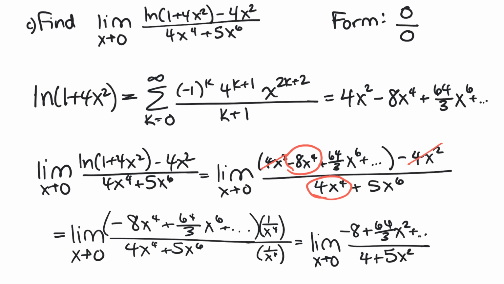And now you can see as x approaches 0 that the x squared terms are going to go to 0, as well as all the terms in the ... which all have x's in them. So we're going to be left with negative 8 over 4, which is negative 2.